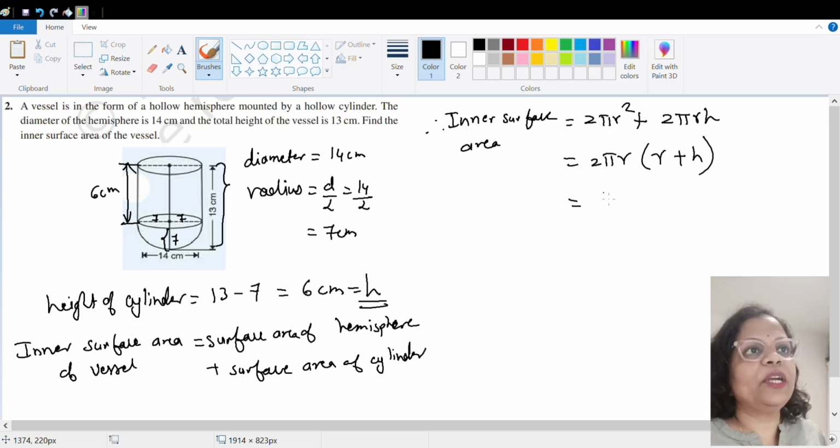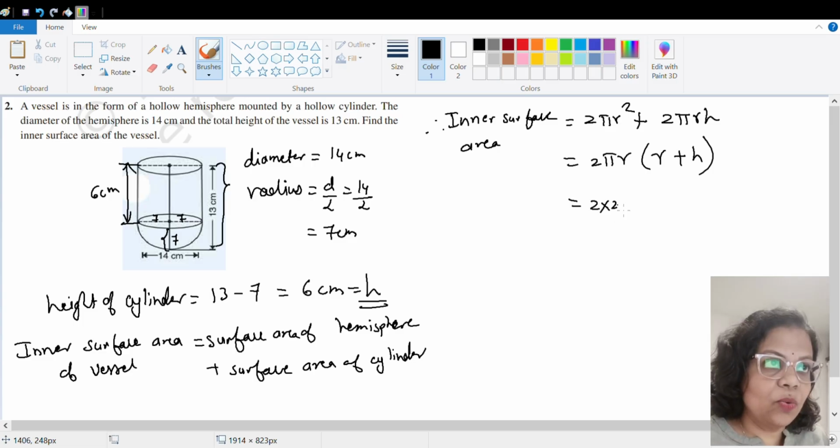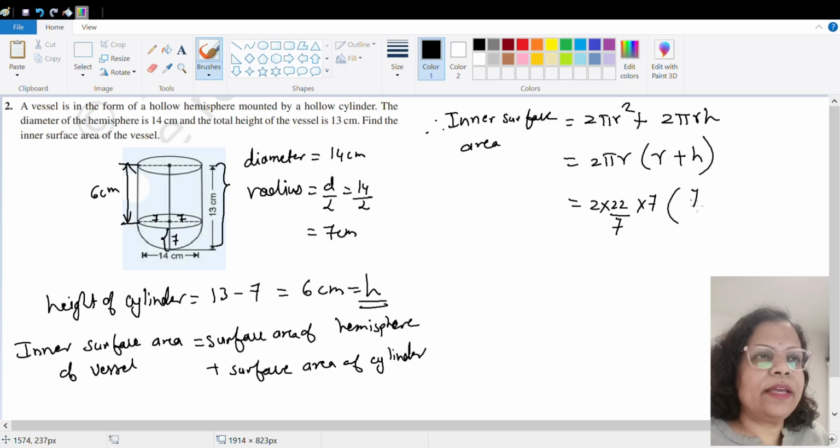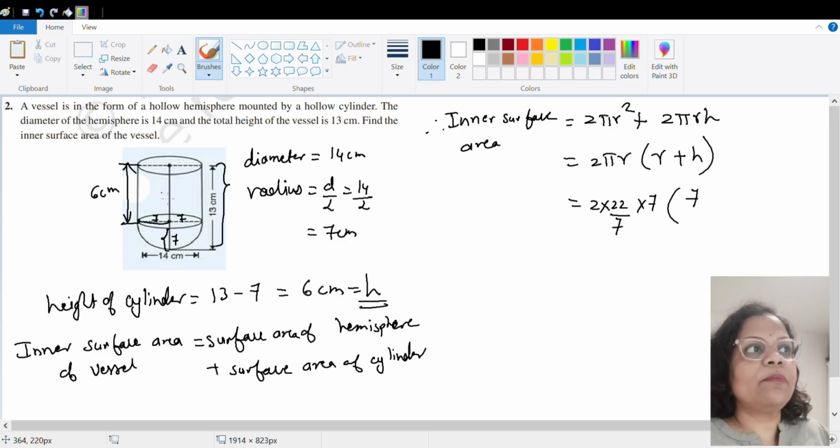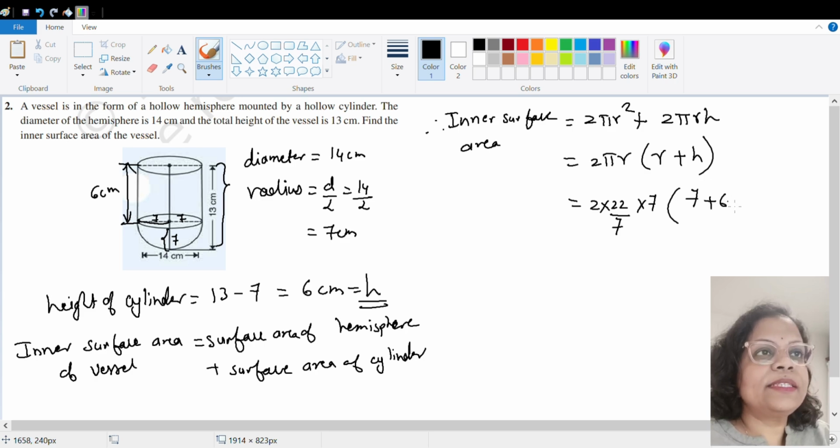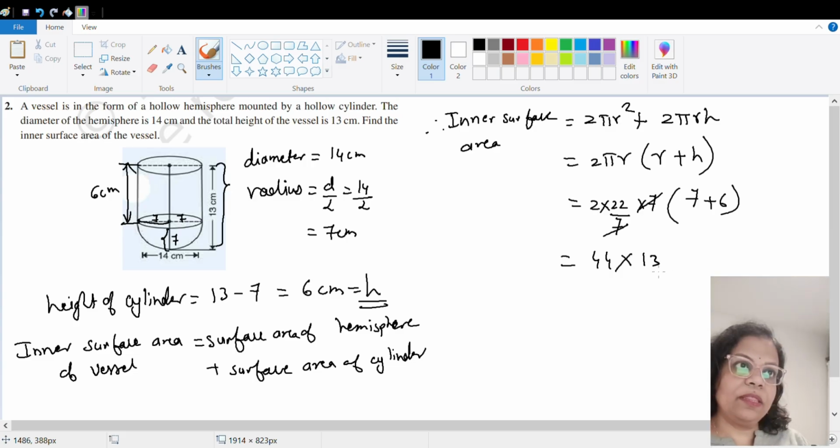That time we have to take 22 by 7. So I'll write 2 into 22 by 7 into radius, which is already 7. We know the radius is 7 because if the radius of the sphere is 7, the radius of the cylinder will also be 7, since they are mounted on each other, right? So 7 plus 6. This 7 is gone. You are left with 44 into 7 plus 6, which is 13.